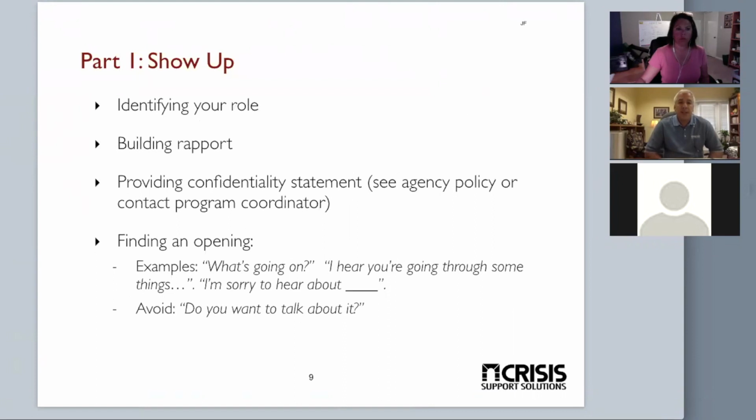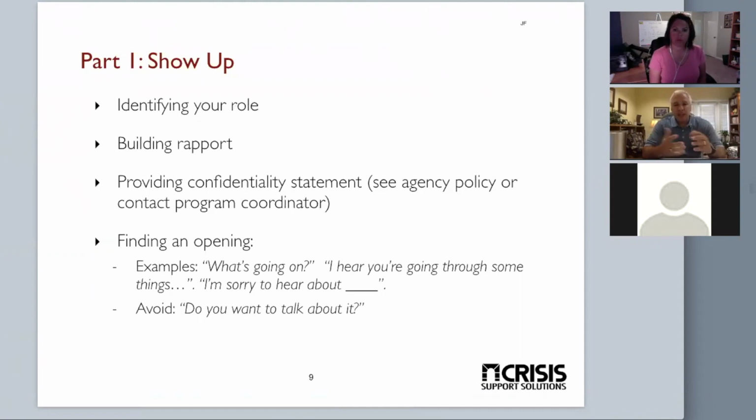So we want to identify our role when we show up. As a peer, many of you have been through the training and you know what that means to identify your role and who you are, sort of setting the ground rules of making that introduction, whether it's on the phone or in person. That begins to build that rapport as to why you're there and what your role is as a peer. It's not a therapist, it's not a counselor, but it's someone to listen and offer some suggestions according to the severity of what's going on.